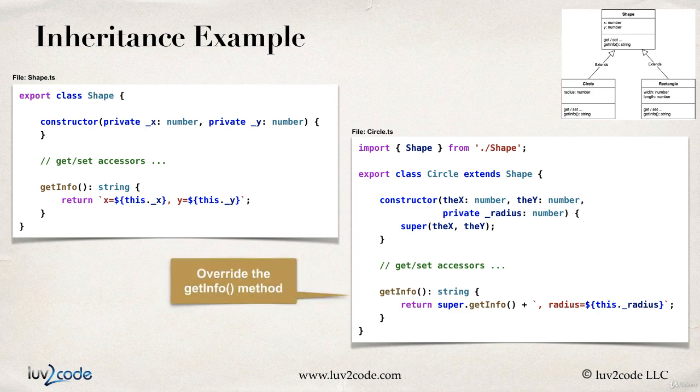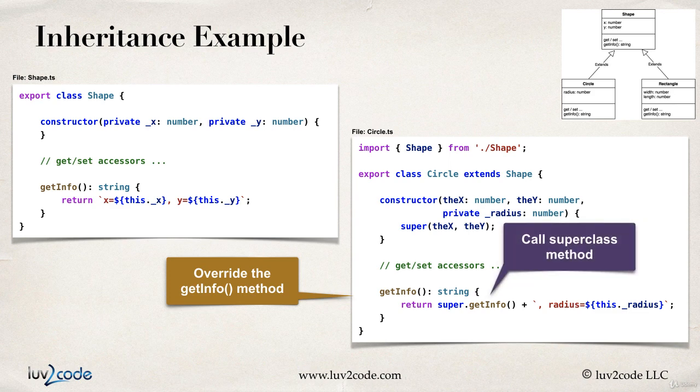Then we have this getInfo method that we override from the superclass. For this example, I have return super.getInfo, so I call the superclass version of this method. Then I add on my specific information, radius equals this underscore radius.